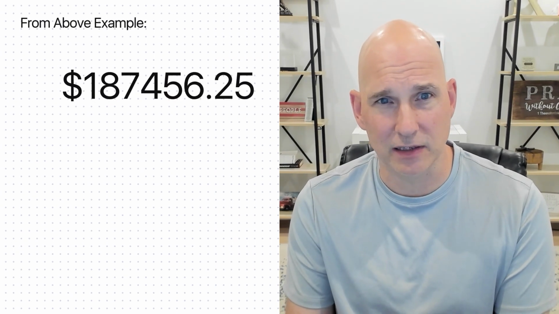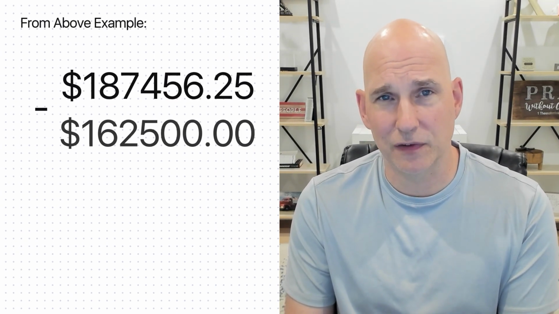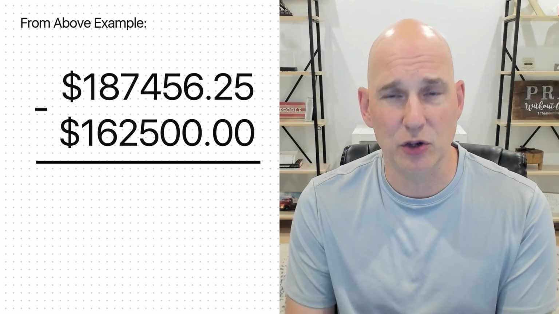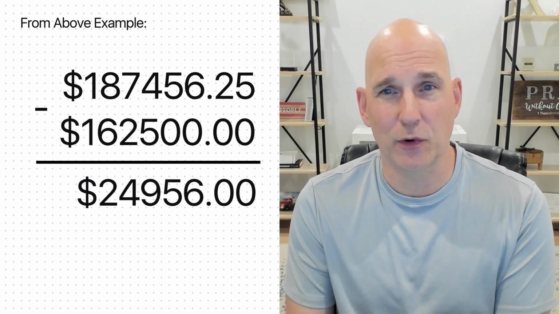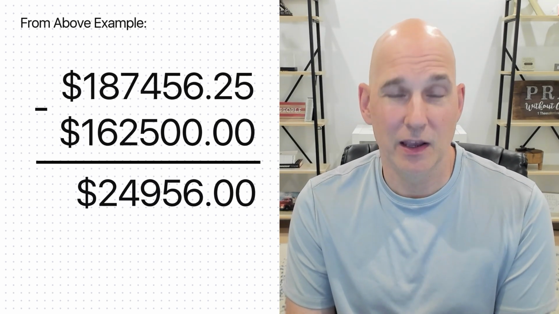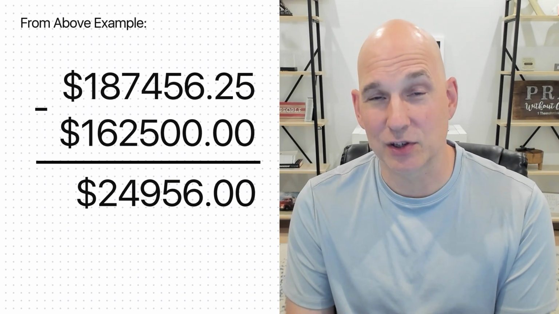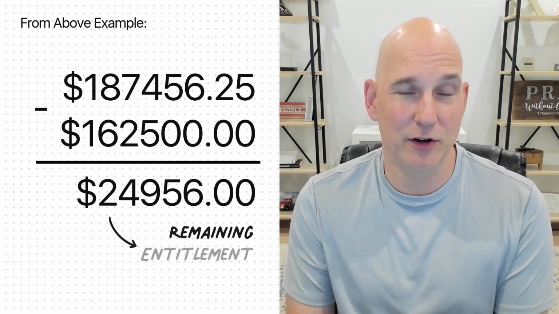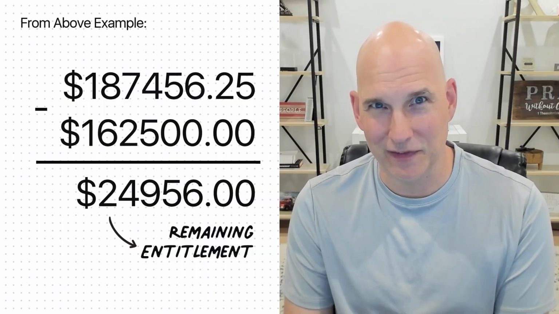But remember, in the above example that I did, when I talked about this $162,500, if you use the full $162,500, you'd still have remaining $24,956 available. In the above example, you would still have some remaining entitlement, the difference between your available entitlement and the amount that you used.